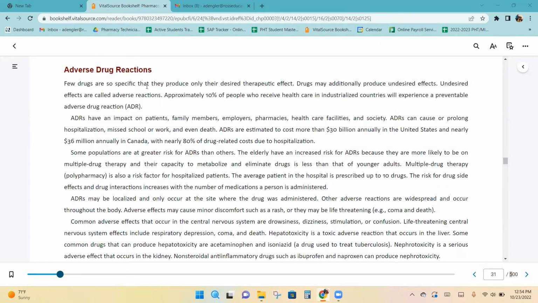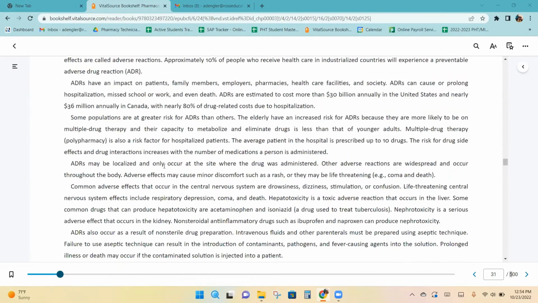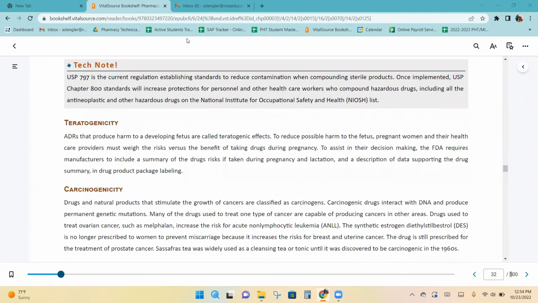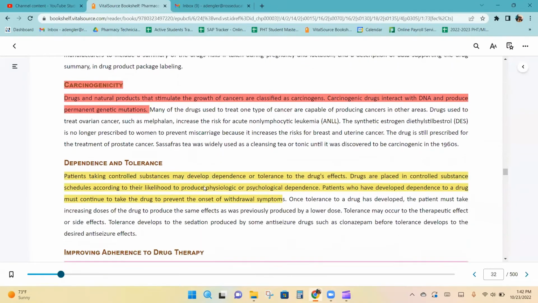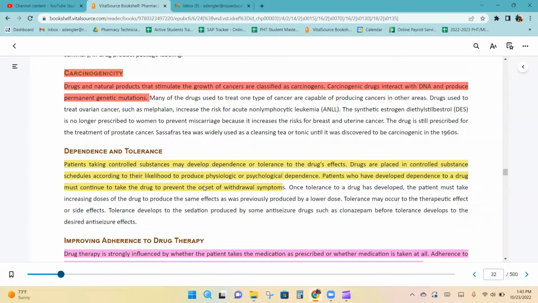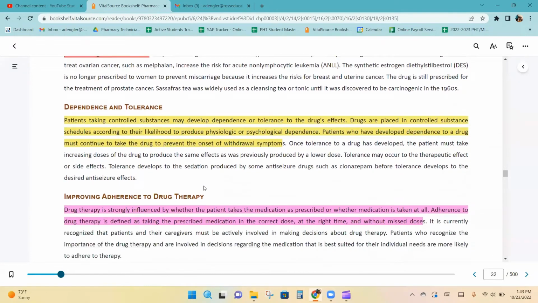Few drugs are so specific that they produce only their desired therapeutic effect. Drugs may additionally produce undesired effects. Undesired effects are called adverse reactions. ADRs that produce harm to a developing fetus are called teratogenic effects. Drugs and natural products that stimulate the growth of cancers are classified as carcinogens. Carcinogenic drugs interact with DNA and produce permanent genetic mutations.